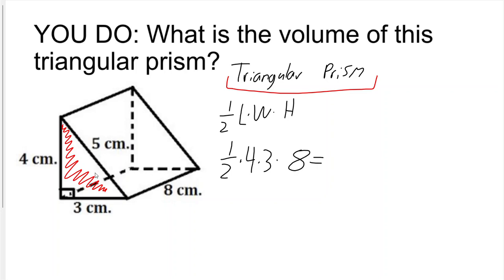This triangle stays the same whether it goes the whole way or not. So my length and width are going to be 3 and 4. My height is going to be 8. I don't get to use 5 in this equation. 1/2 times 3 times 4 times 8 is going to give me 48. Remember our units of centimeters, it's volume, so it's cubed.